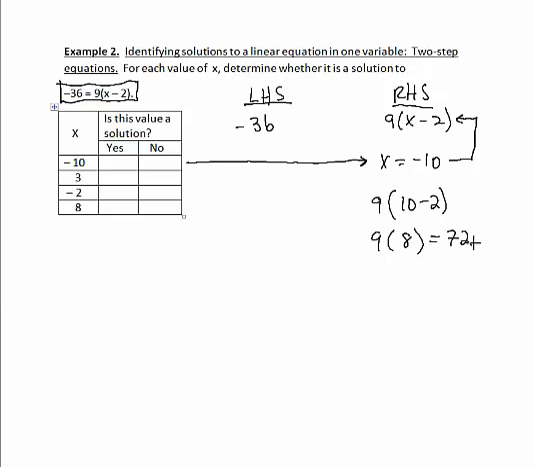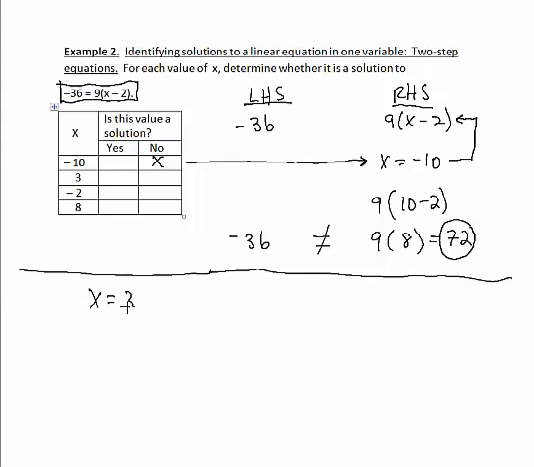Okay, so on the right hand side we calculated 72, but now on the left hand side we still have this negative 36, and those are not equal. So we say no, x equals negative 10 is not a solution. Okay.